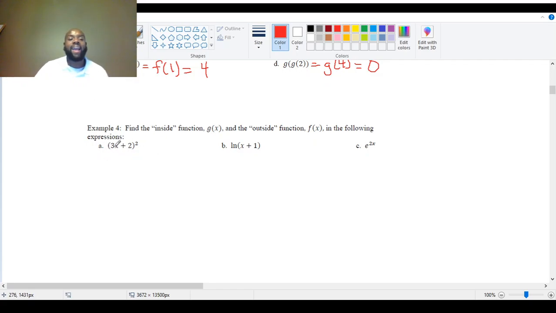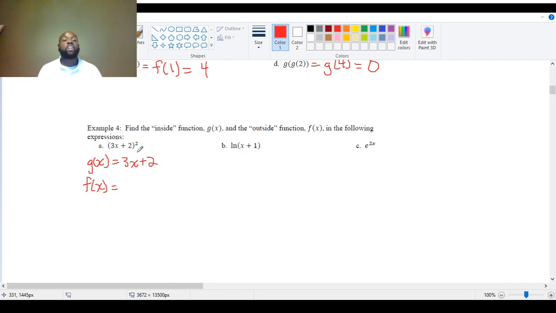Notice here in part A, I have the quantity 3x plus 2 in parentheses. That's why I say the quantity, and that's squared, right? So what we want to do is look at what's done first to the variable, and then what's done second or overall or last, right? The first thing that's done is inside the parentheses, the 3x plus 2. First, the 3 is multiplied by the x, then the 2 is added. And then lastly, everything is squared. And so if I were to pick an inside and an outside function, remember we're calling g of x our inside function, f of x our outside function, then my inside function would be 3x plus 2. Notice the inside of the parentheses.